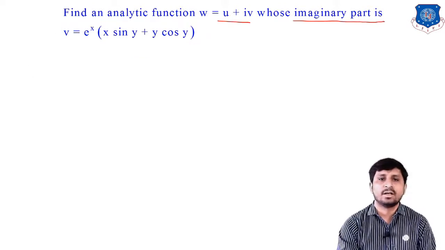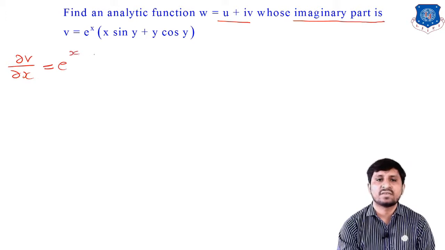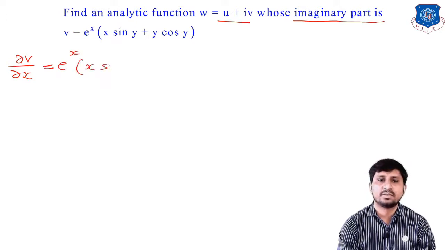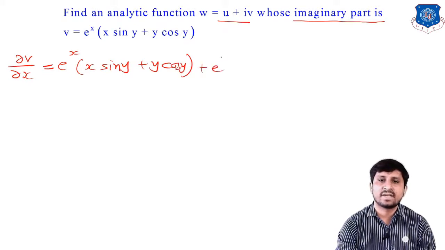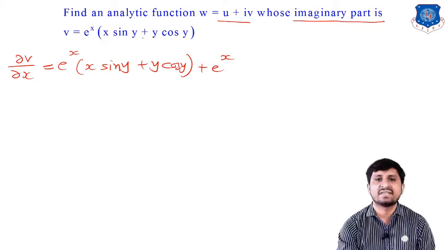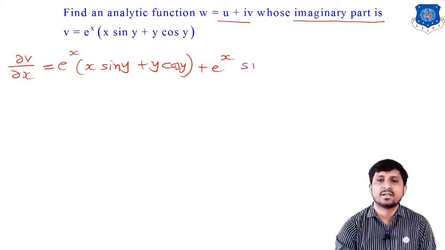First of all we find del v by del x. We have to use the multiplication rule for differentiation. Differentiation of e raised to x is e raised to x, times the whole bracket x sin y plus y cos y as it is, plus e raised to x as it is, times the differentiation of x sin y plus y cos y with respect to x, which is only sin y.